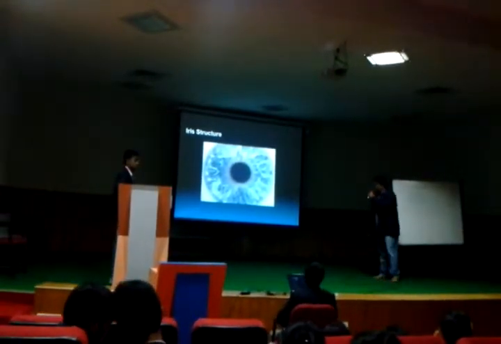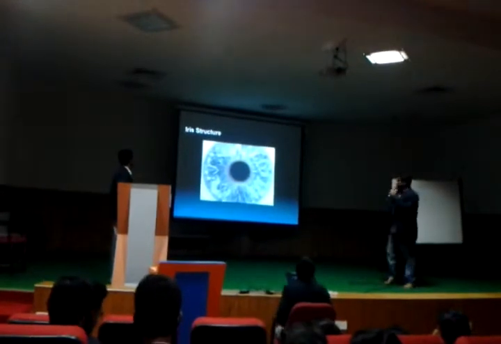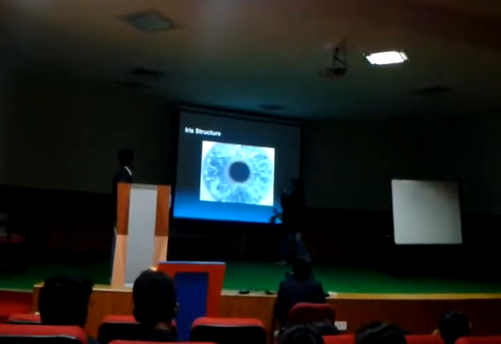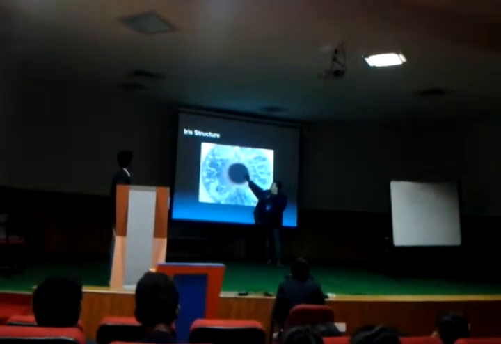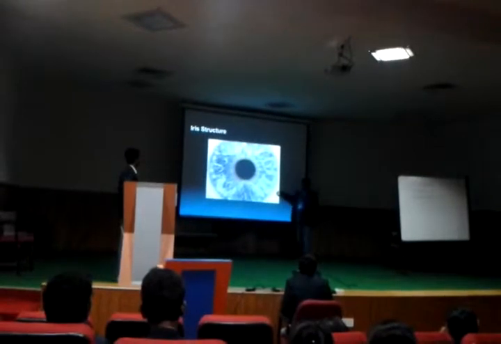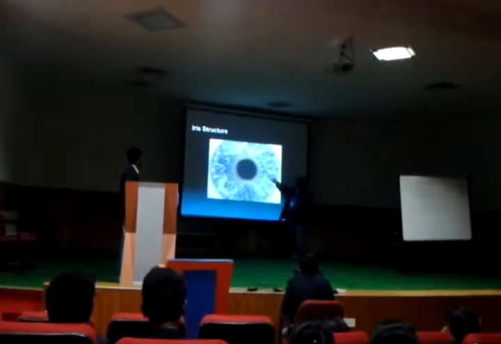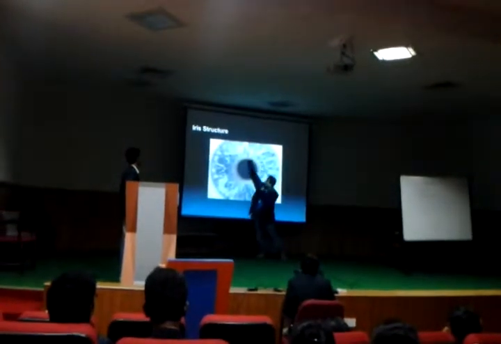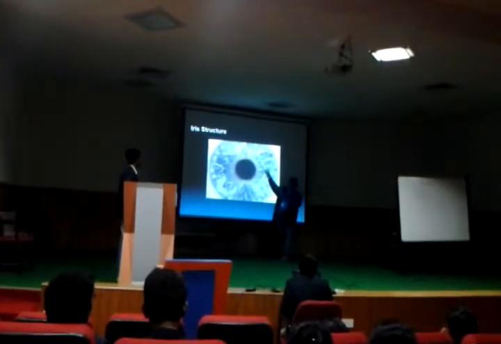As you can see in the picture, this is an iris structure. The grey part is called the pupil. The white part outside this is called the sclera. And this is the ciliary part, this is a fibrous tissue. Next slide.